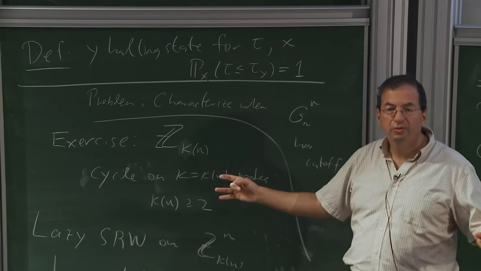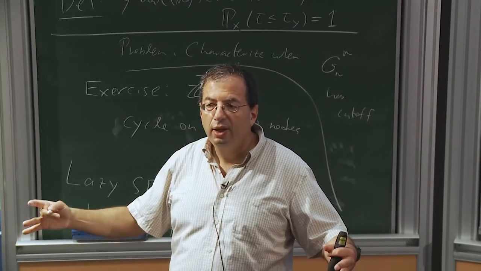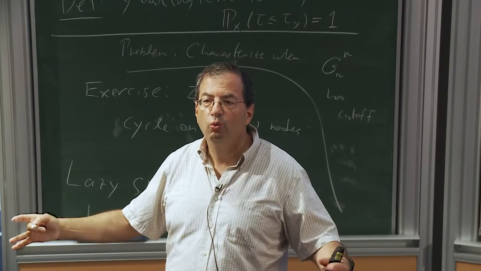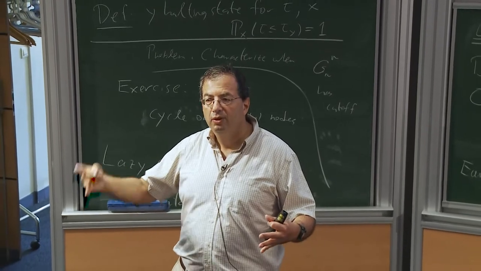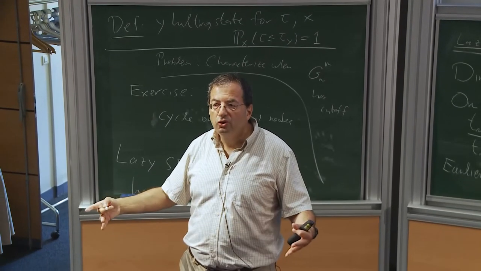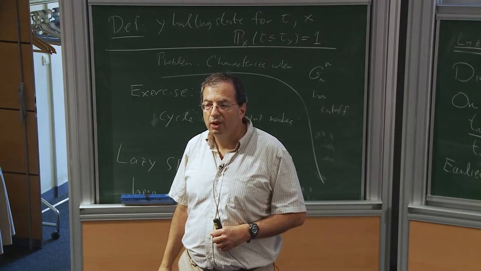Again, in the example of the hypercube, we started at all ones. The all zeros state, y equals all zeros, is a halting state for this stopping time, the coupon collector stopping time, and the initial state of all ones.